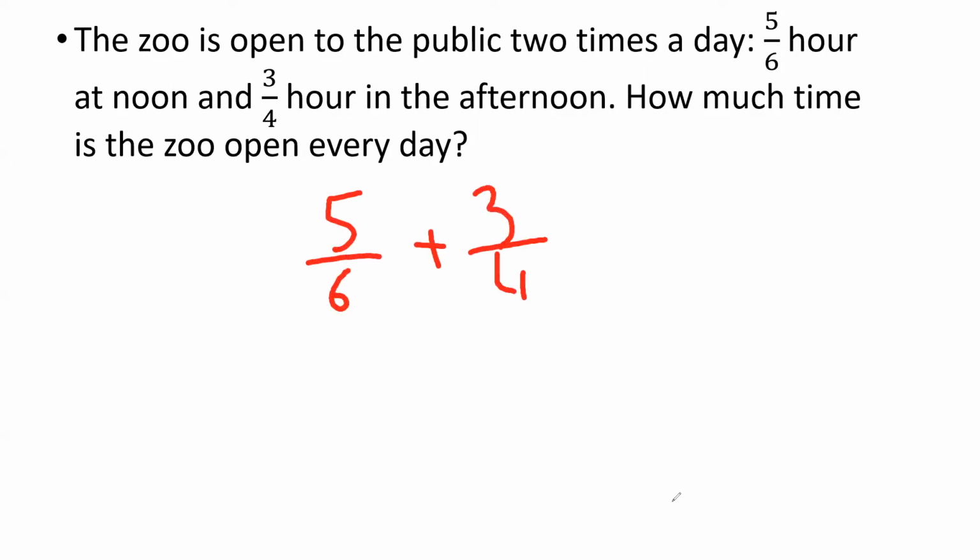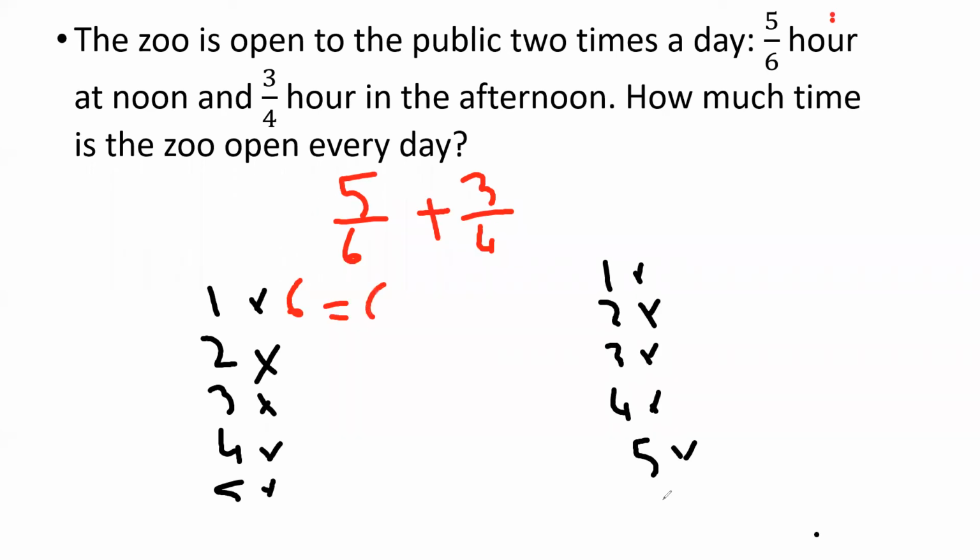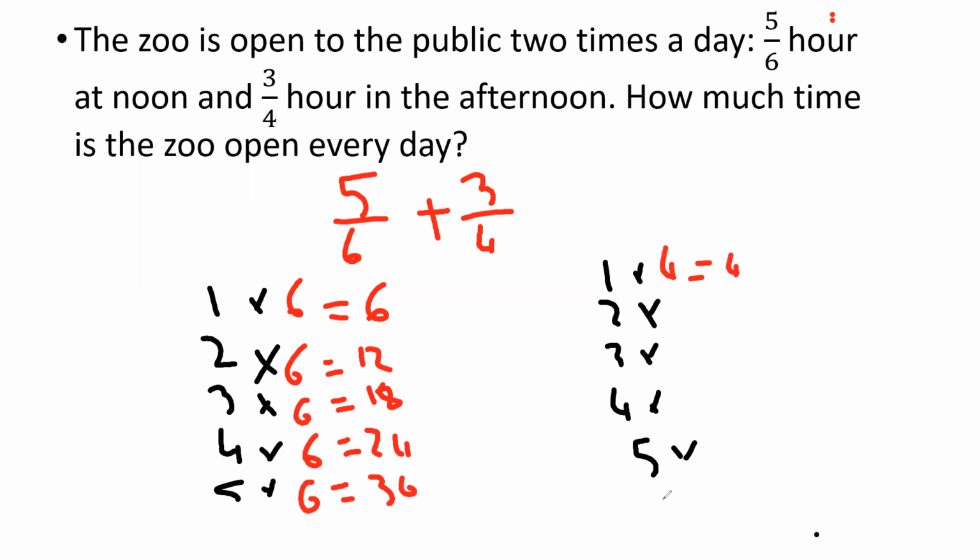Again, to add or subtract fractions, I must have a common denominator. If I do not know what that common denominator is, we can use the trick we just used. I'll multiply 1 through 5 by each denominator. 1 times 6 is 6. 2 times 6 is 12. 3 times 6 is 18. 4 times 6 is 24. 5 times 6 is 30. I'll do the same thing with the other side. 1 times 4 is 4. 2 times 4 is 8. 3 times 4 is 12. 4 times 4 is 16. And 5 times 4 is 20.